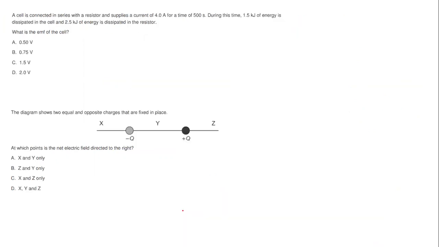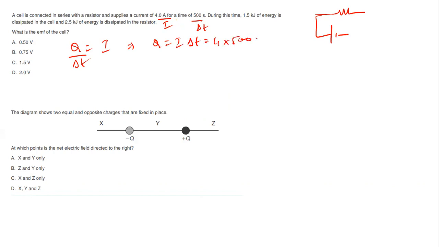Then a cell is connected in series with a resistor and supplies a current of 4 amperes for 500 seconds. So current is given, time is given. Now if current and time are given, what can you find? You can find out the value of Q, which is nothing but Q by delta T is equal to I, or Q is equal to I times delta T, which means you can get this as 4 into 500, which is 2000 coulombs of charge.